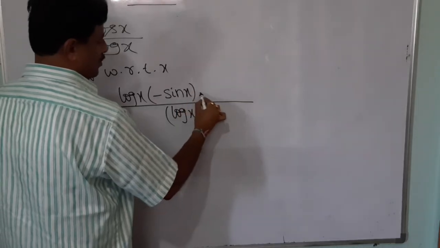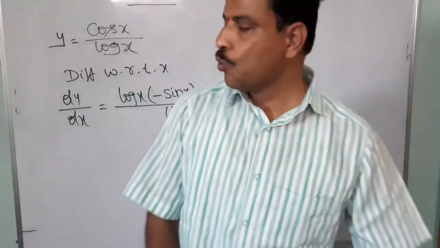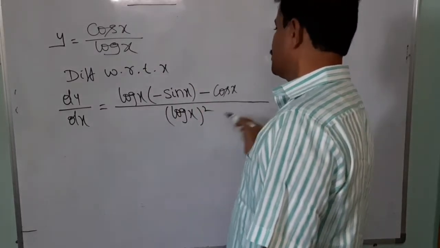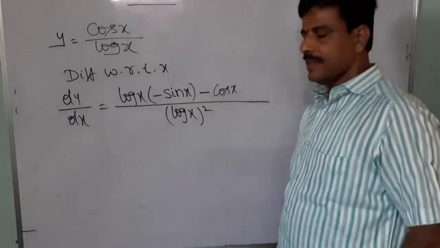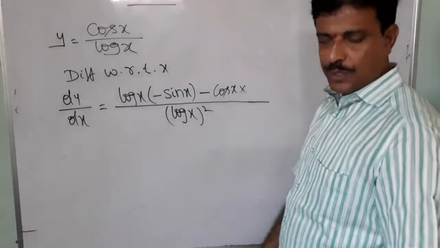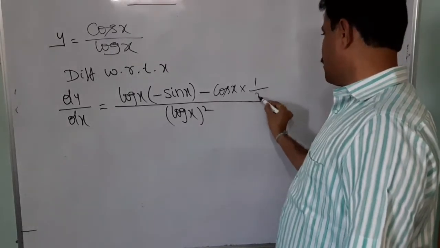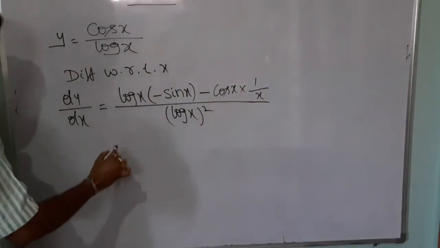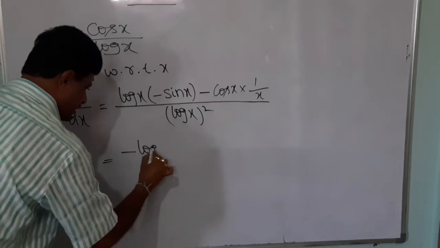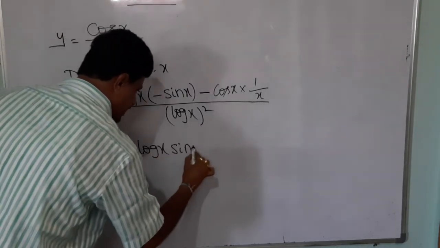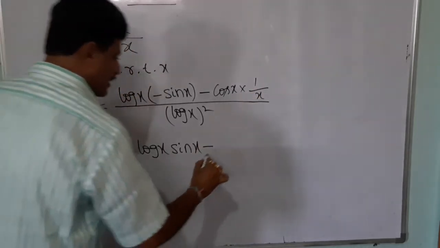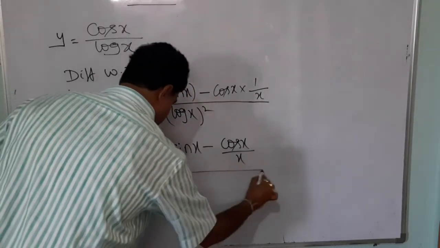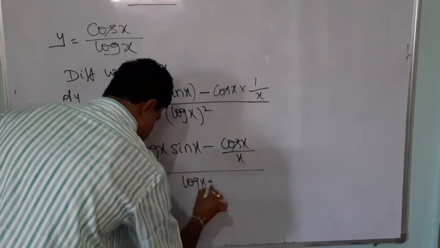Okay, next, minus formula minus numerator. What is the numerator? cos x. Numerator is cos x. So next, differentiation of denominator. That is a standard result. Differentiation of denominator log x is 1 by x. So next simplification. So plus into minus gives minus log x sin x, minus cos x into 1 by x, whole divided by log x whole square.